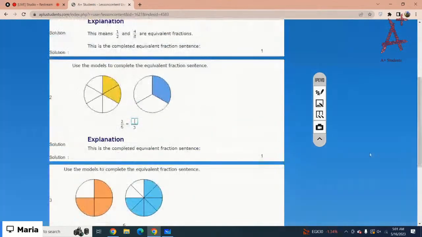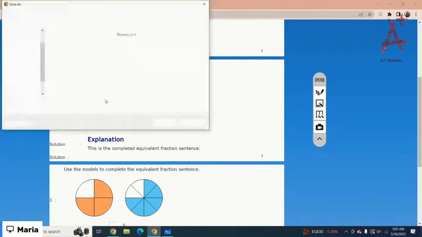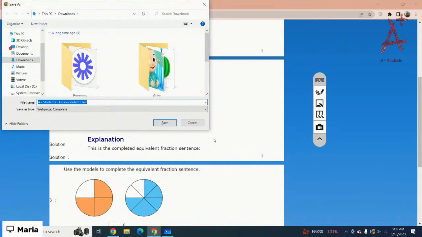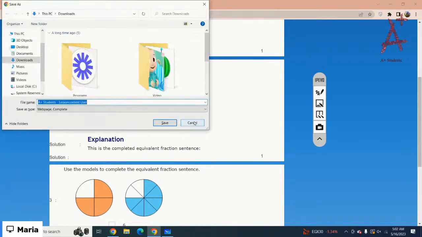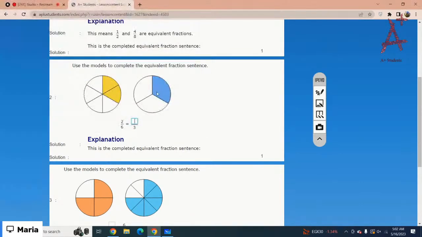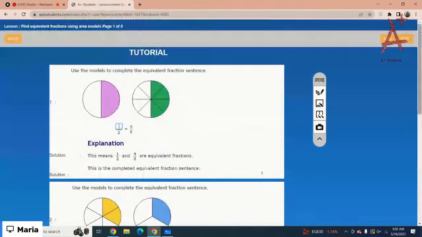Okay, the next one is use the models to complete the equivalent fraction sentence. Just look at the first one. You have 1, 2, 3, 4, 5, 6, the total portions are 6 and 2 are colored. So it would be 2 over 6. And the next one is you have 3 portions when just one is colored. That means 2 by 6 equals 1 over 3. Got it? Let's just start with the test question.